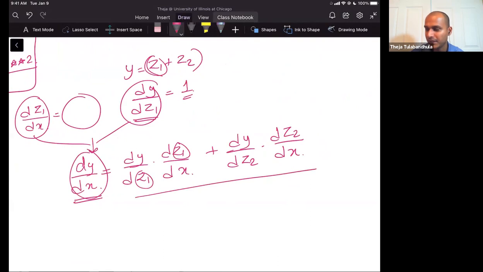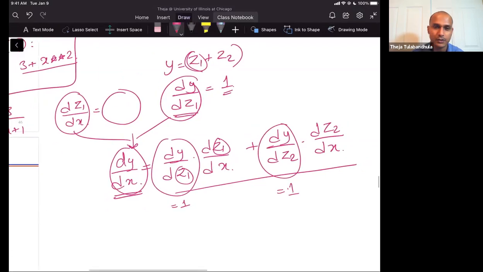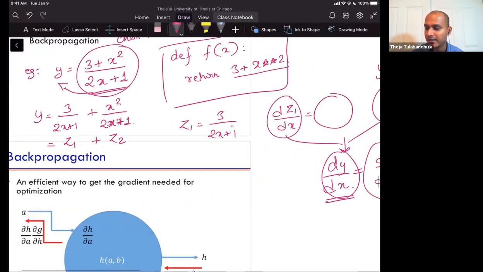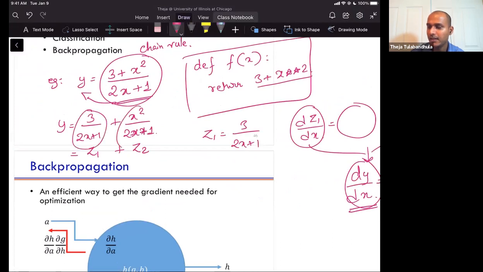In this example, it just turns out the first part is equal to 1, and the second one is also equal to 1, because y was just equal to z1 plus z2. Then you can just focus on the rate of change of the first term with respect to x and the rate of change of the second term with respect to x, and that should be very clear, right? Since y is just a sum of two things, if I find the rate of change of the first term with respect to x and the rate of change of the second term with respect to x, and add them together, they will give me the total rate of change of y with respect to x. That's what chain rule is.